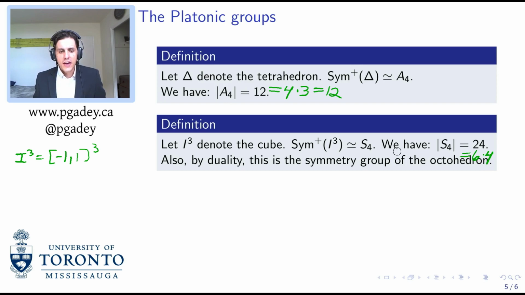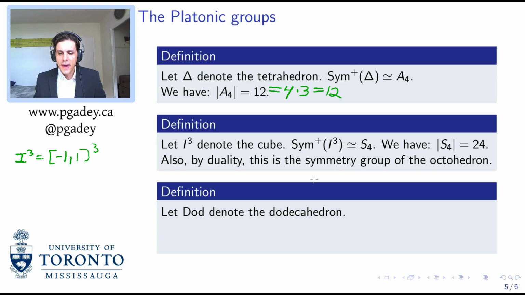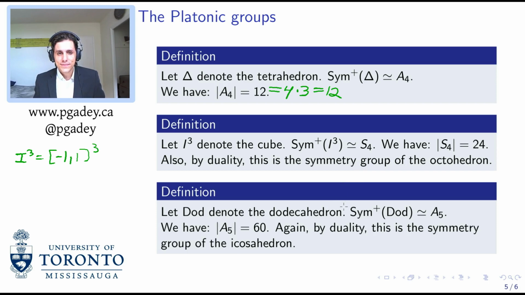Okay, now we're going to let dode denote the dodecahedron, and the orientation preserving symmetries of the dodecahedron are isomorphic to A5, the alternating group on 5 symbols, a very, very important group in the history of mathematics for reasons that we'll get into in class. It has size 60. The dodecahedron has 12 pentagonal faces, so 12 times 5 gives us 60 elements. And again, by duality, this is going to be the symmetry group of the icosahedron.